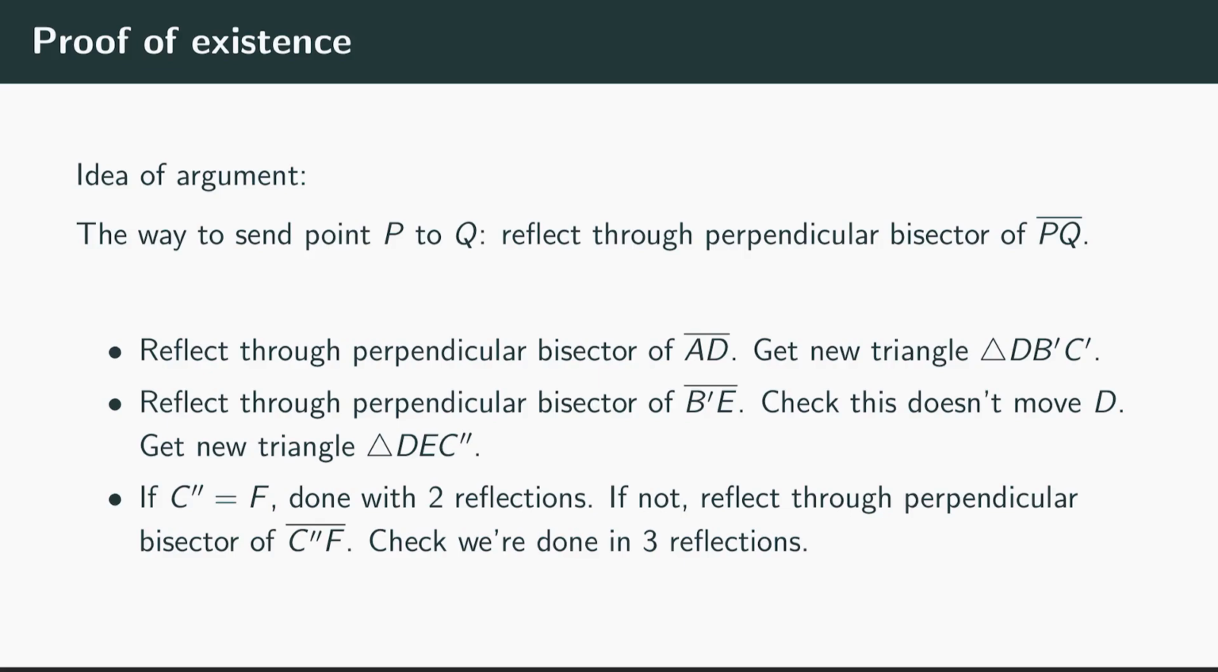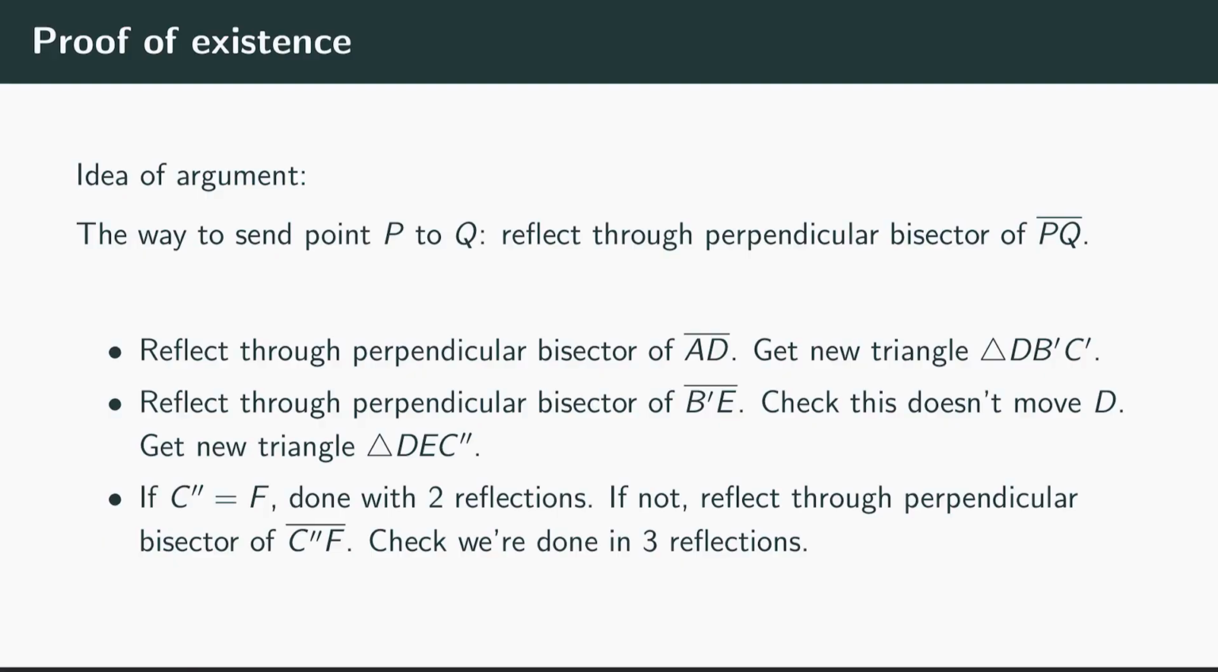Then, in a second go, right now we have a new triangle, triangle D, B prime, C prime. We now want to move B prime onto E. So then we're going to reflect through the perpendicular bisector of B prime E. We're going to check this doesn't actually move D. So that's where this pointwise characterization comes back into play. And then we're going to get a new triangle that I'm going to call D, E, C double prime. Right, C prime moves, and that gives us a point C double prime.